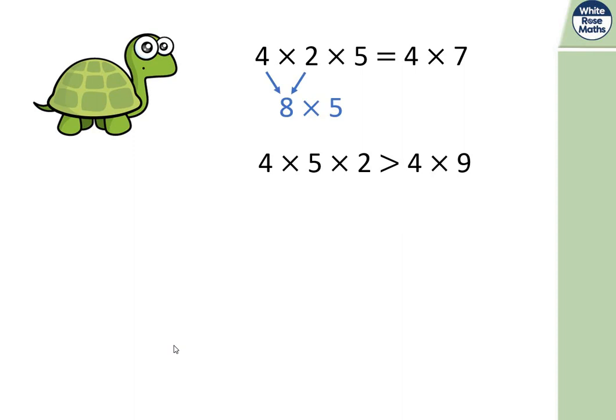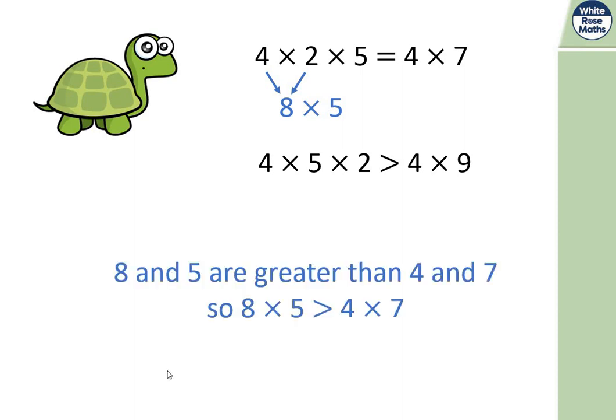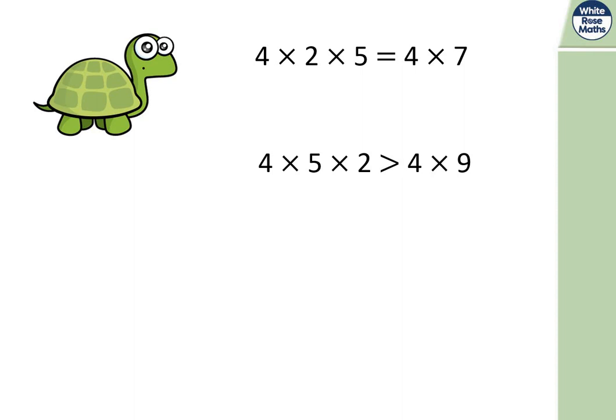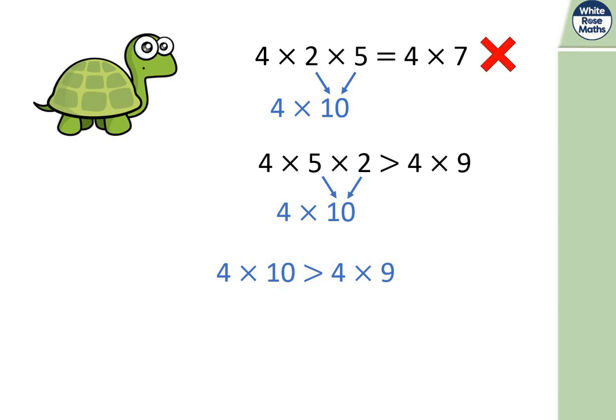So if you know 4 times 2 is 8, you've got 8 times 5. Now 8 times 5, 8 and 5 are greater than 4 and 7. So Tiny is not right. 8 times 5 is greater than 4 times 7. You could also look at it as 2 times 5 is 10, so 4 times 10 is going to be greater than 4 times 7, so Tiny is wrong here. On the second one, you can see that 5 times 2 is 10, so 4 times 10 is greater than 4 times 9, so Tiny is correct.